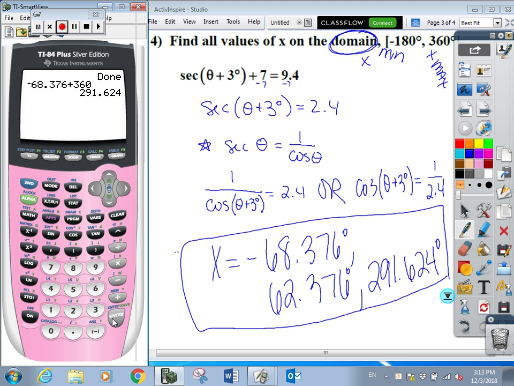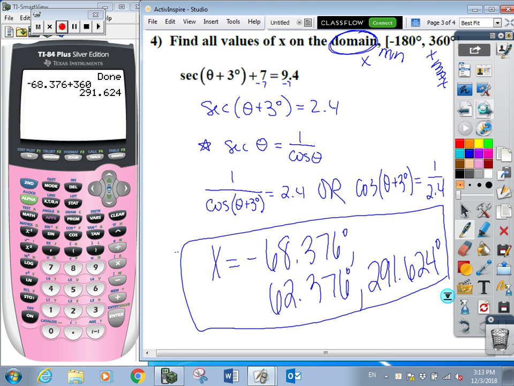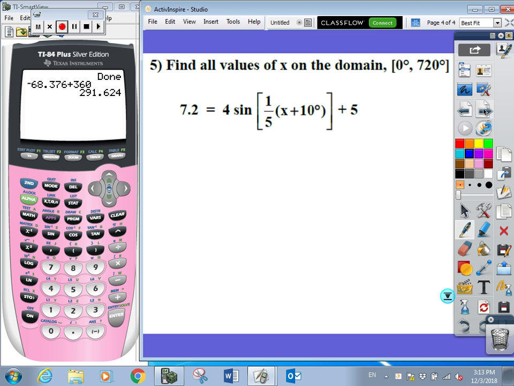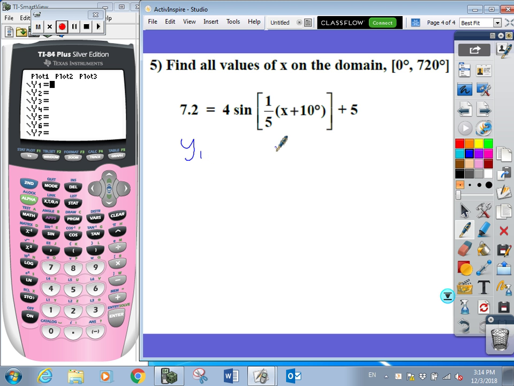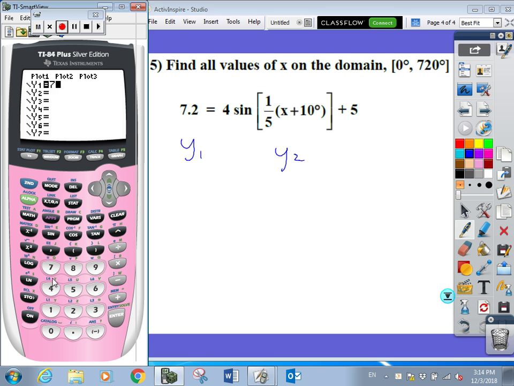All right, then the last one is another domain given. So, again, if you do happen to reset, just be sure you change your mode back to degrees, since this one's in degrees. Y equals. Now, I'm not going to add this one. I'm going to keep this y1 and this over here y2. I'm not going to move anything over. You can if you want every time. You don't have to any times. It's up to you.